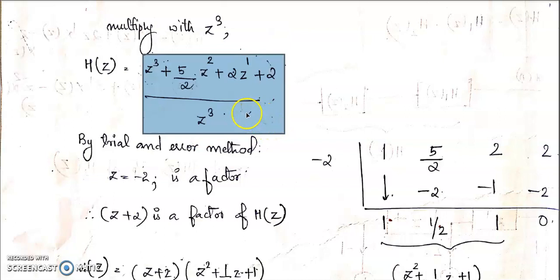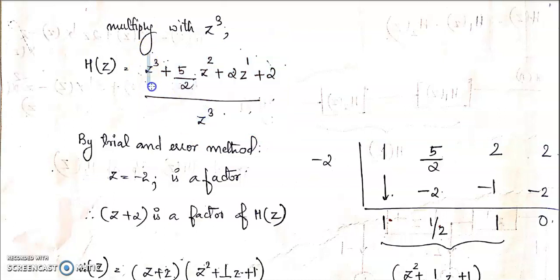Okay, then next we move on to find the factors. We want to find the factors. How can we do that? Using the trial and error method. Substitute z equal to 0, or plus or minus 1, or plus or minus 2, or plus or minus 3, like that. At a particular point you will get the value of the expression as 0. In that manner you can find the factors.